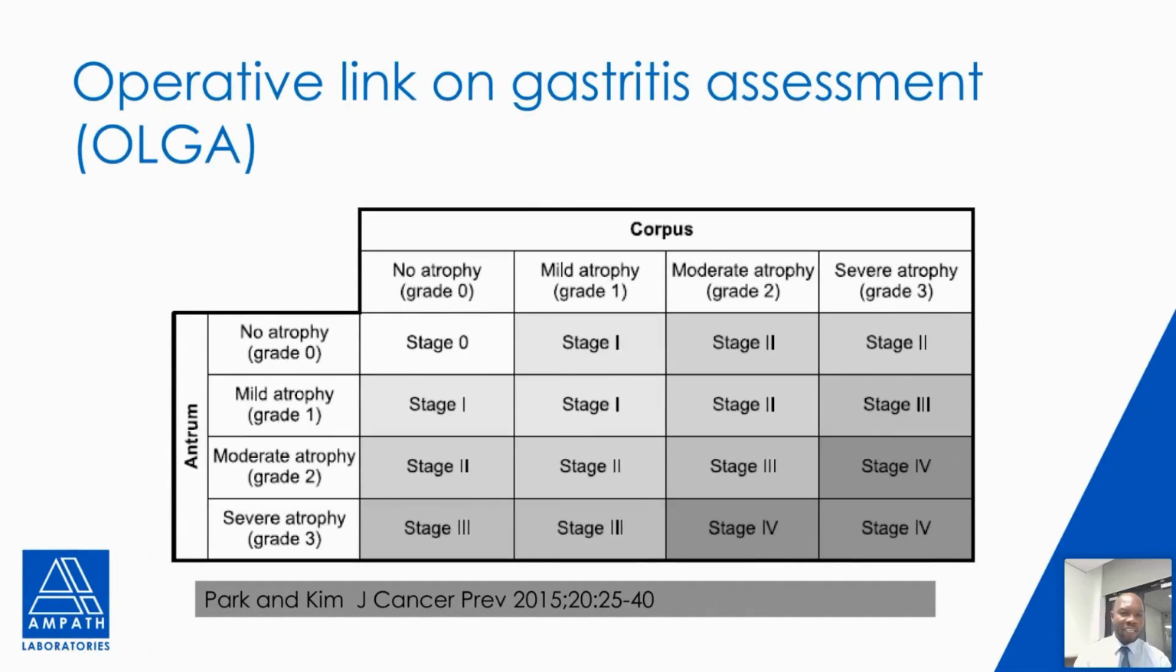The operative link on gastritis assessment. This is a system that was introduced in the early 2000s. But at the time, more research has been going on with these reporting systems. What this system essentially does is assess the extent of gastric atrophy in an attempt to classify the patient into risk categories for the possibility of developing a gastric cancer.